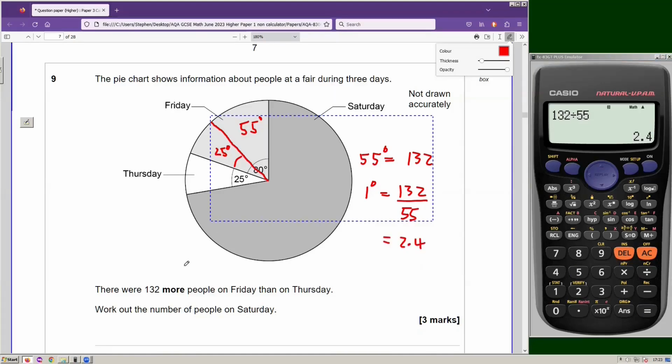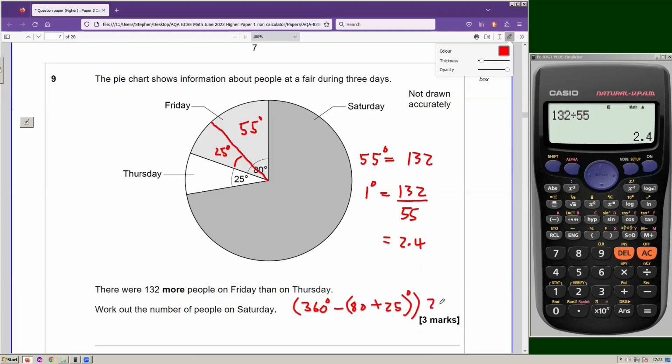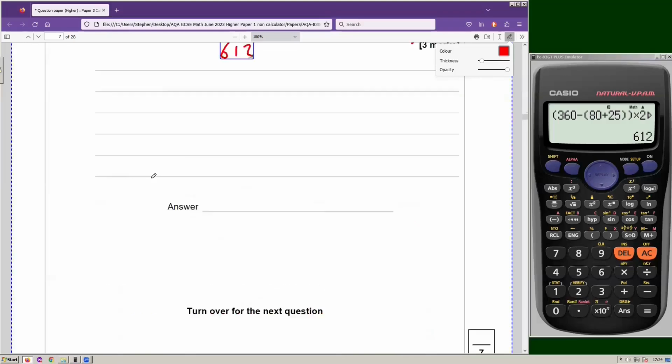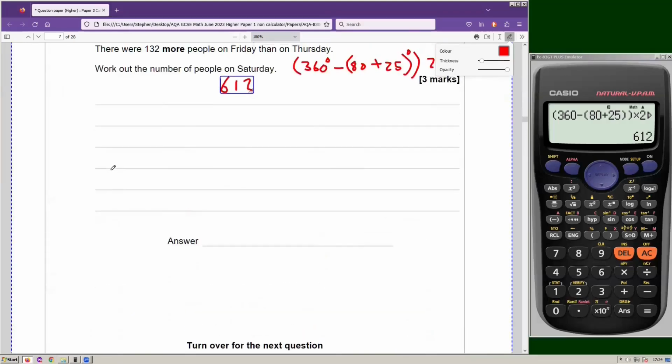And this here, we've got, work out the number of people on Saturday. Well, the number of people on Saturday is going to be 360 minus the other degrees, which is 80 plus that 25. And then we're going to times all of that by the 2.4. 612. Did I put it in the right place?